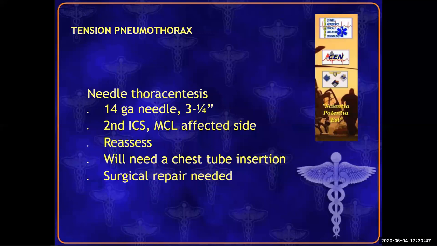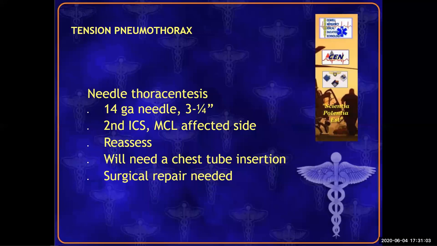The side with probably the hole in the chest. That might be a big clue right there, right? So second intercostal space, up and over that rib, mid-clavicular line, and then reassess. Now, is this emergency needle decompression going to reinflate that lung?